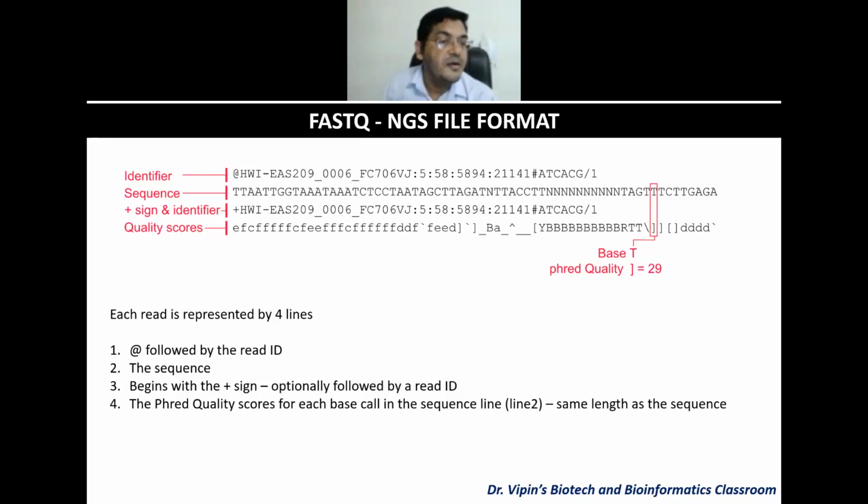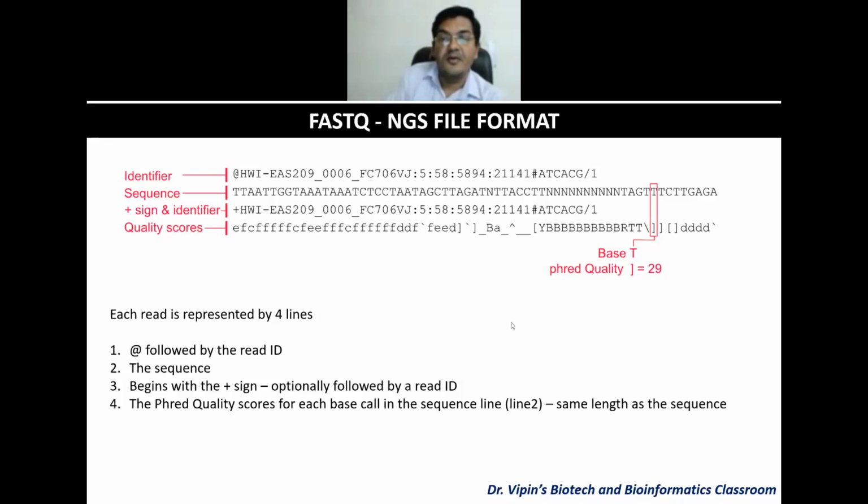So here you are. Each read is represented by 4 lines. @ followed by the read ID is the first line. This is unique to every sequence that you have in the file. Then the second line is the sequence itself. The third line begins with the plus sign, optionally followed by a read ID. And then you have the fourth line, that is the Phred quality scores for each base call in the sequence. This is exactly the same length as your initial sequence here. So if there are 60 characters or 100 characters here, there'll be 100 characters here as well. These are encrypted but they can always be converted back to actual values, right?